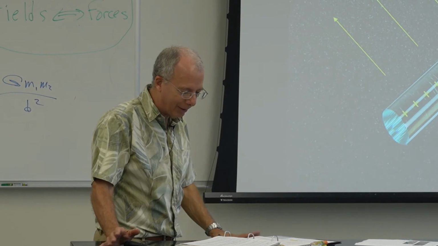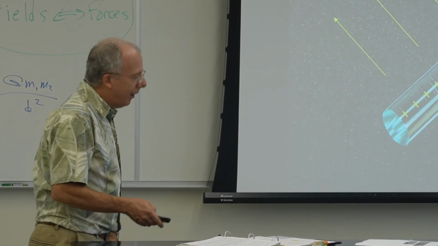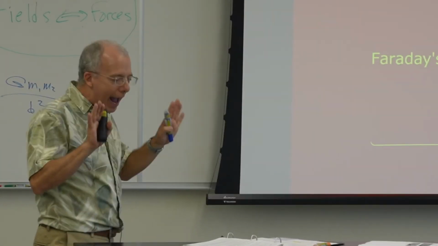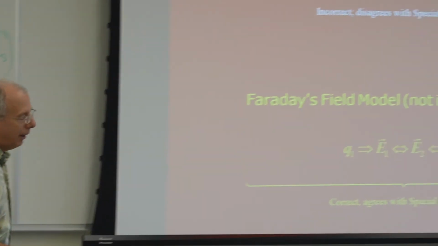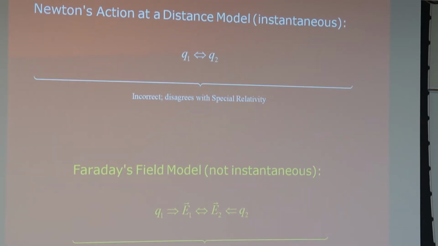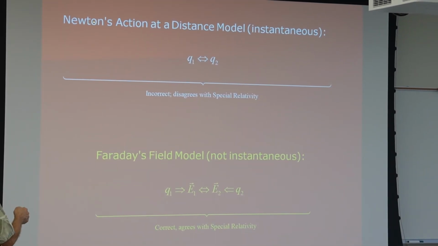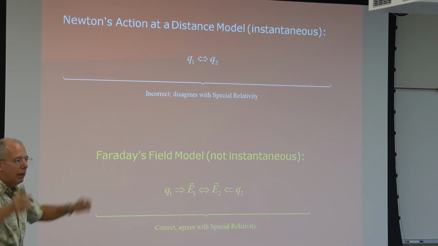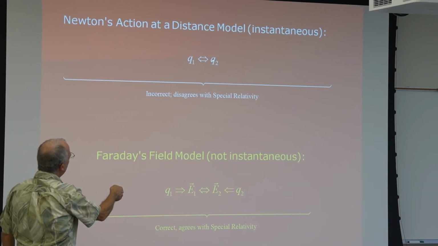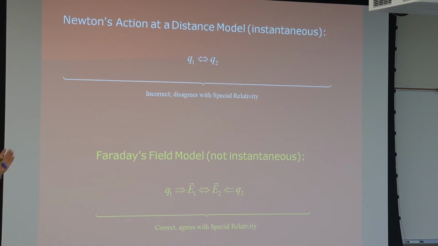And that's actually important. So this is what we have to work with. Here's Newton's model, which is wrong. It disagrees with relativity. Newton's model is called action at a distance. Let's say we have a Q1 here and a Q2 there. Newton says Q1 and Q2 interact instantaneously. It doesn't matter if Q1 is here and Q2 is at the other side of the universe. They interact instantaneously. It's wrong.